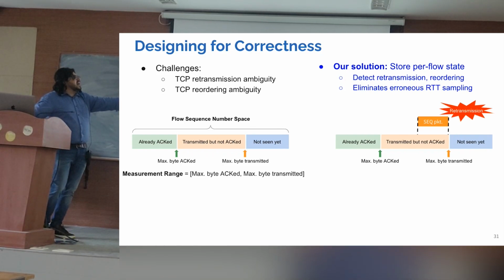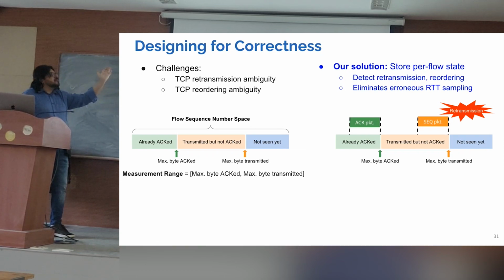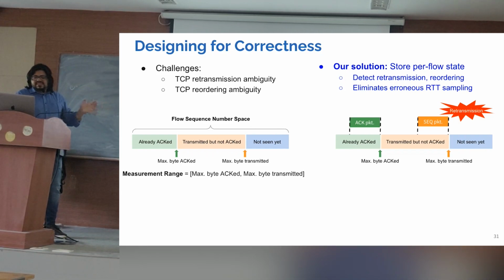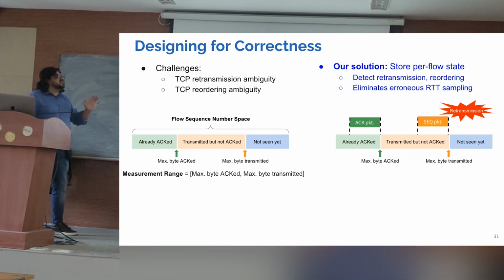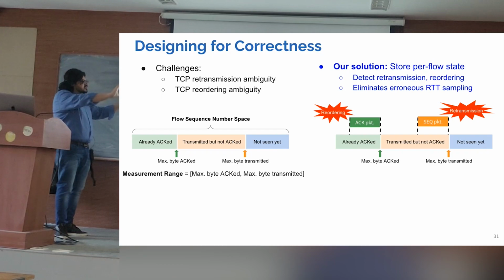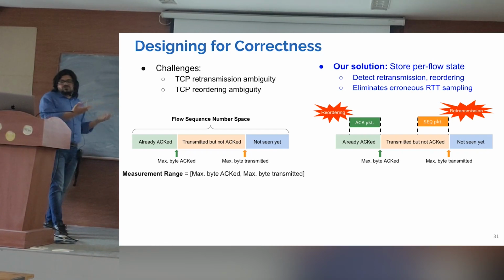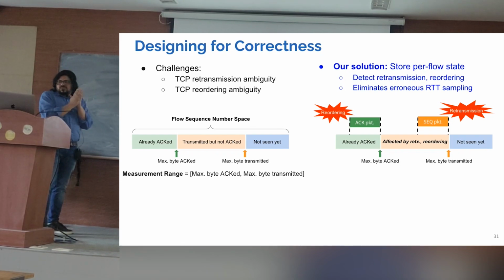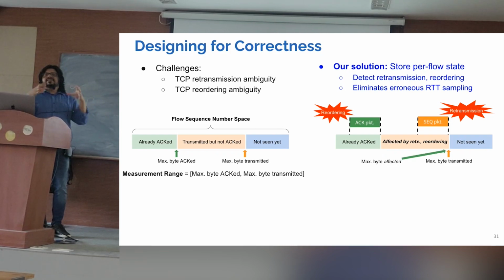But a similar thing happens when an ACK packet is received for a packet which has already been ACKed before, right? So essentially, whenever there is a repetition of some order, in this case, we know this is a reordering event. And in both cases, what we determine is that this range in between has been affected by retransmission or reordering, right? And we actually collapse this range. We say that it is unsafe to take any RTT samples during this time period.